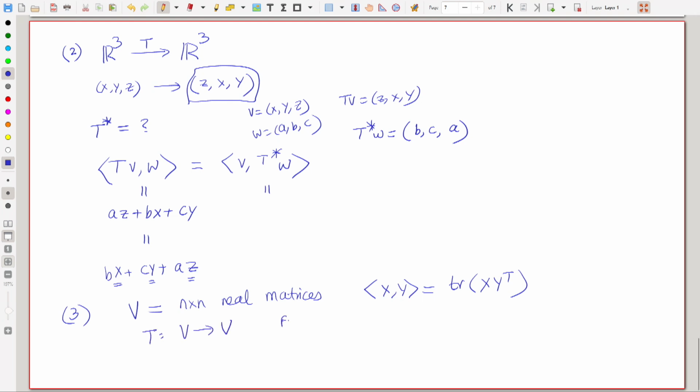I will fix some n cross n matrix A, and consider the operation which is left multiplication by A. Given X, send X to the product of A with X, that is some other n cross n matrix. Now, the inner product is trace of X Y transpose. So my question is this, what is T star in this case? The linear operator definition is clear, it just maps X to AX. What does T star do?